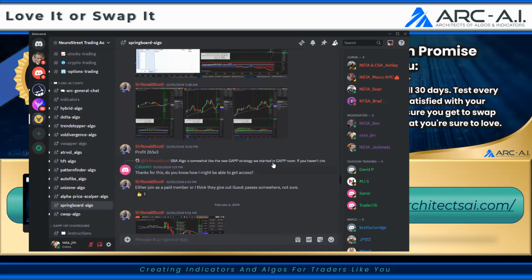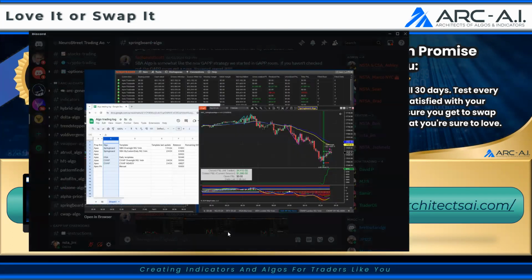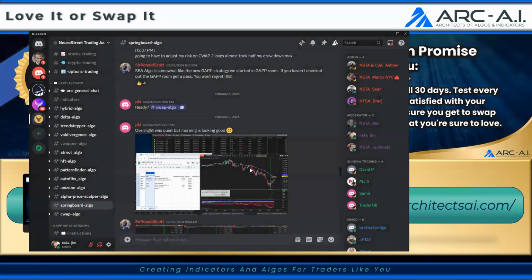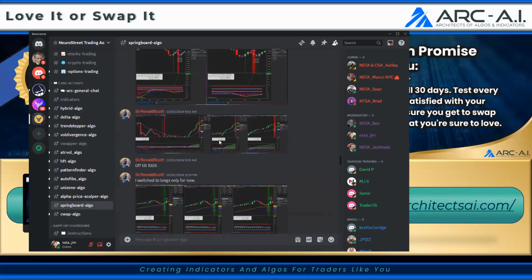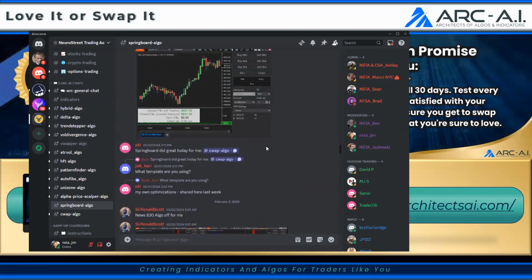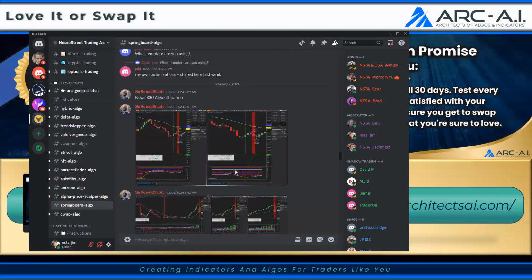There was a member that posted it to me overnight, quiet, but morning's looking good. Yeah, this is one of our funded traders that trades the Springboard and the CWAP algo. Really a great trader, guys. He's trading funded accounts, okay, and making money with the algos. We've had other traders that have gotten funded on their evals using the algos as well, especially Springboard and CWAP.